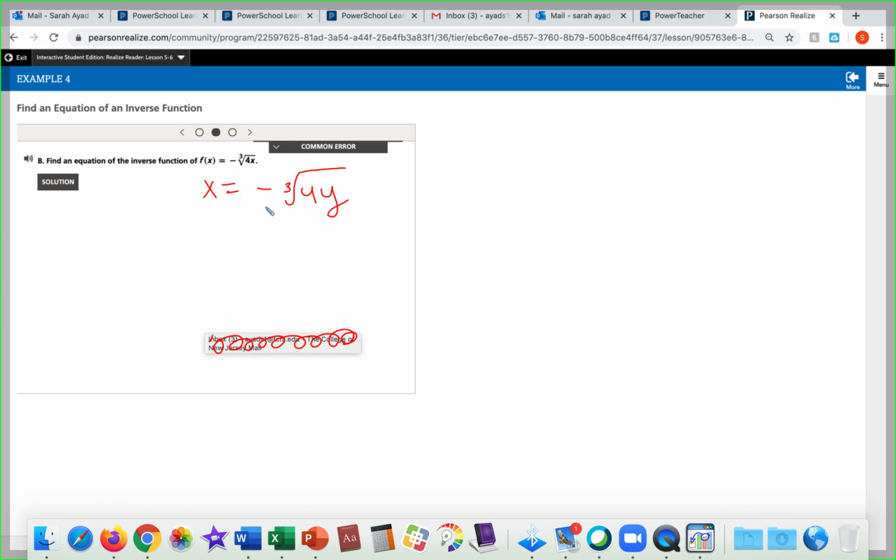To start off, I'm going to divide both sides by negative 1. Now, to get rid of the cube root, I'm going to cube both sides. You agree negative x cubed is just negative x times negative x times negative x, which is just negative x cubed. And finally, I'm going to divide both sides by 4.